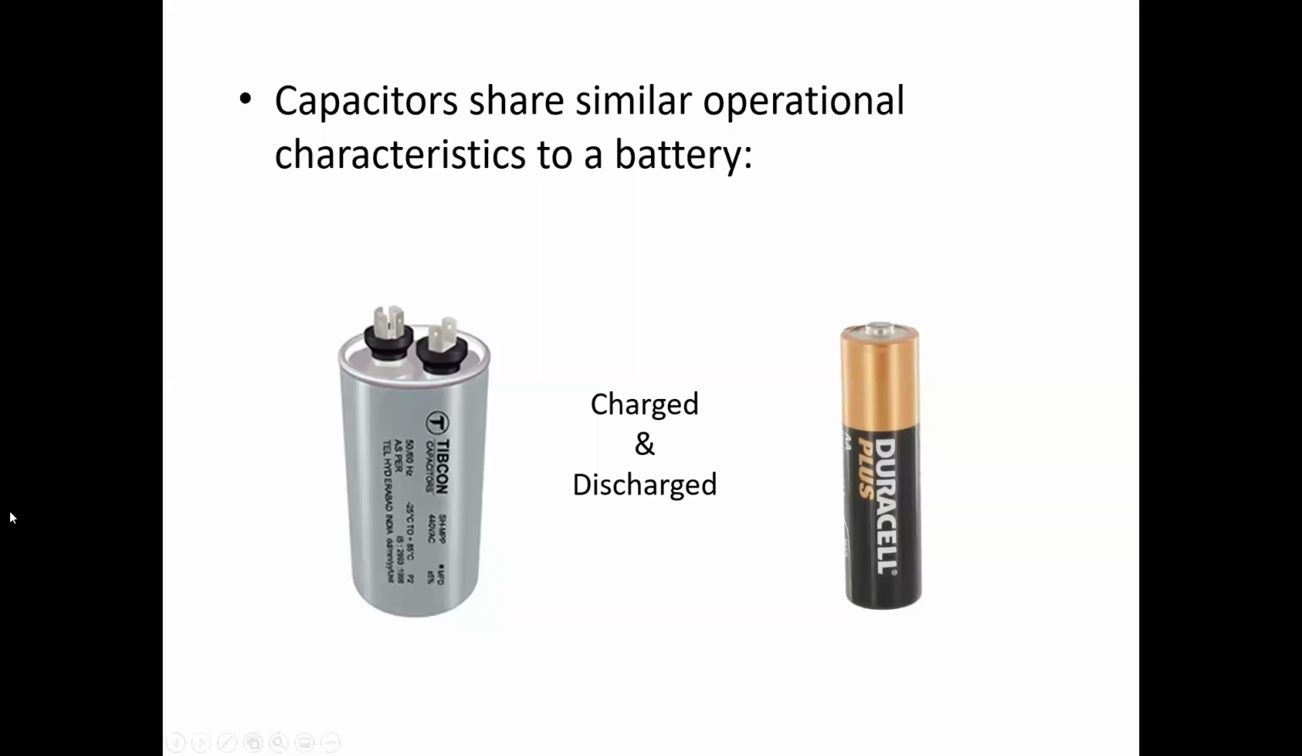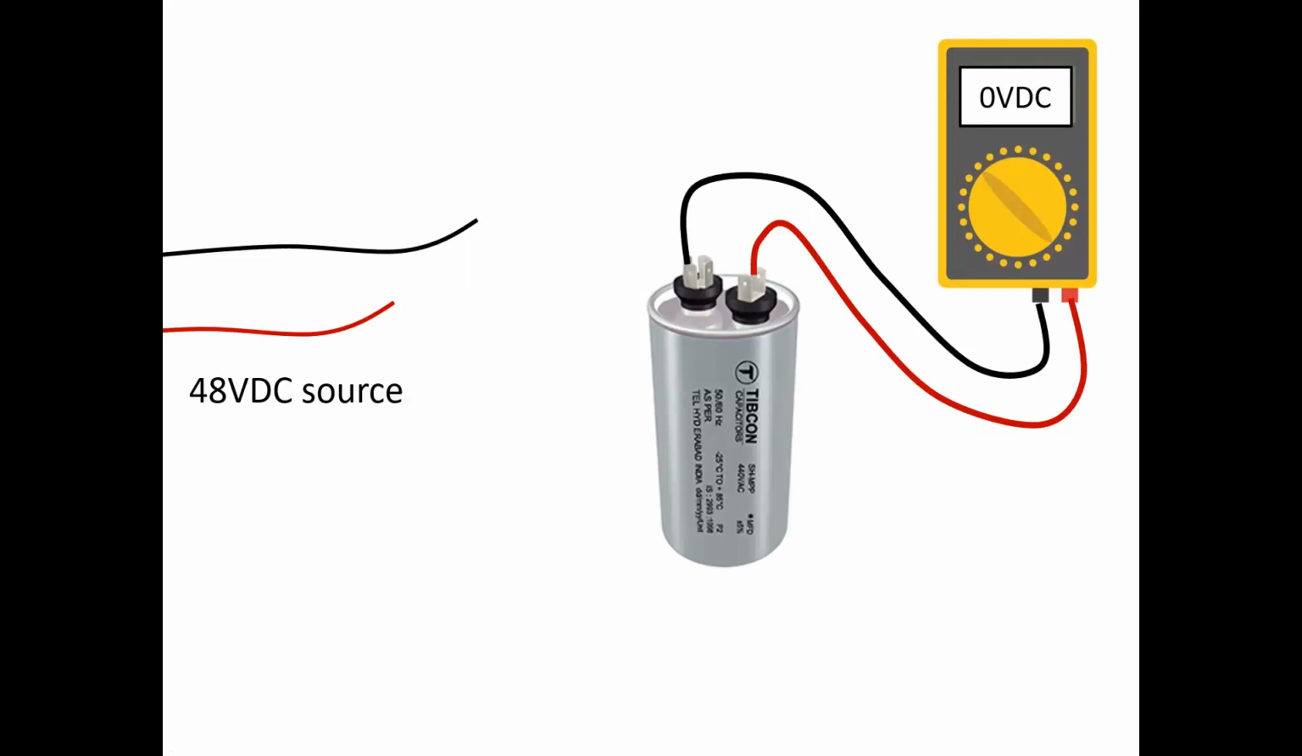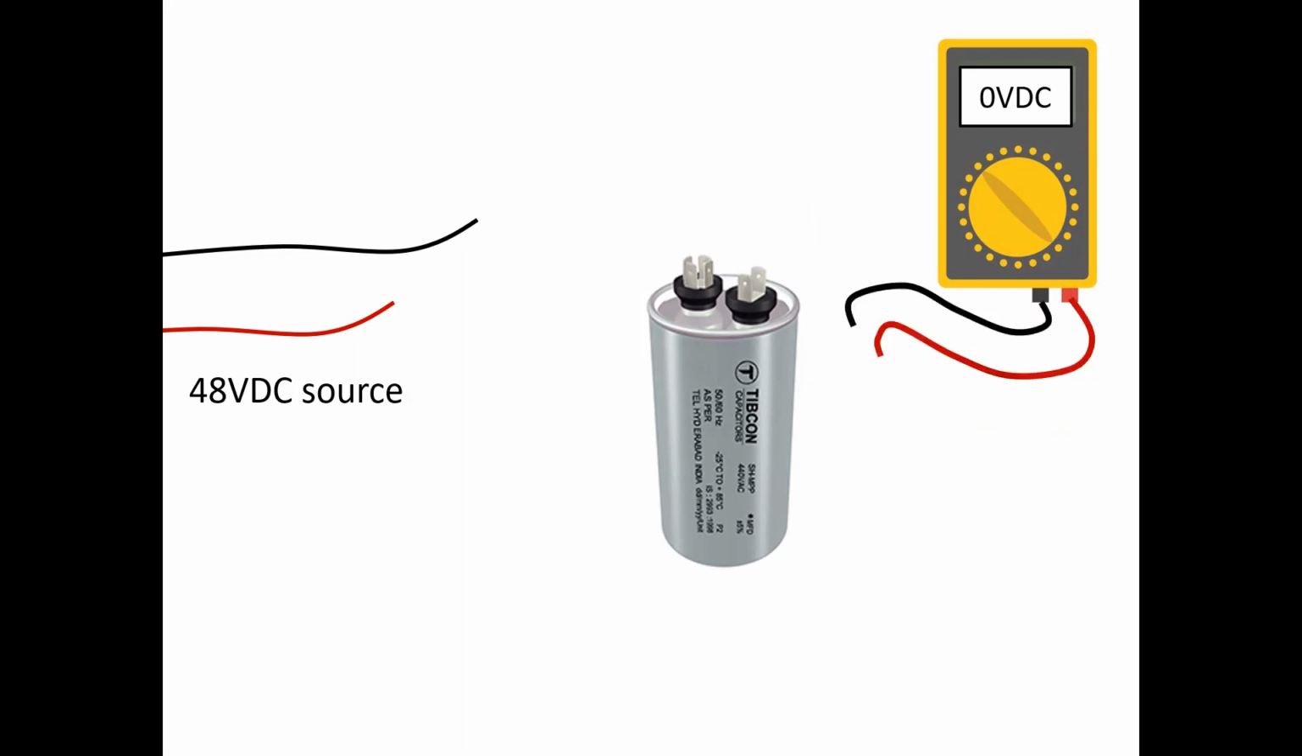Let's take a look at how this is actually going to function then. So here is a capacitor. It's fully discharged. It has a voltmeter across it. It's measuring 0 volts DC. And we've got a 48 volt DC source on the left there. So we remove the voltmeter and we hook up the 48 volt DC source.